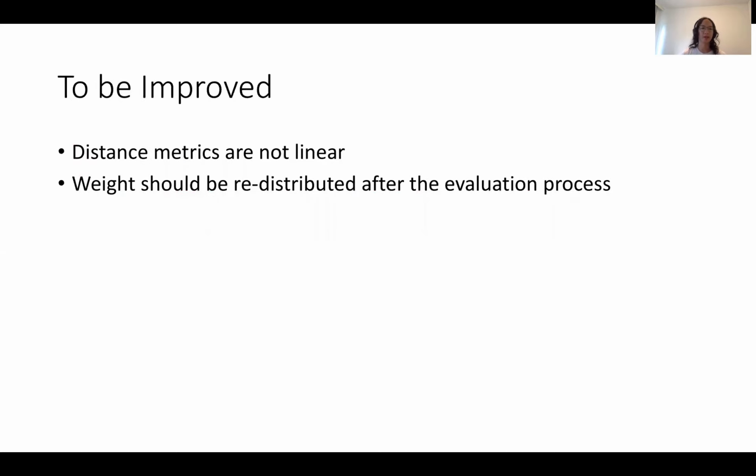What can be improved? The distance metrics here are not linear and are only balanced by the weights, so they will behave differently in the range of each metric, and the weights should be redistributed after the evaluation process ends. Also, since we only balanced the weights, there is no definite proof of how the weights should be defined in our process.